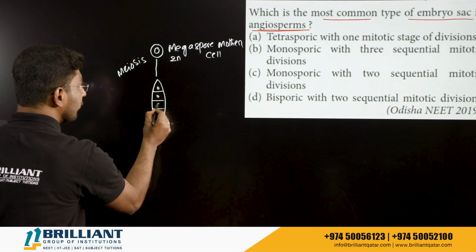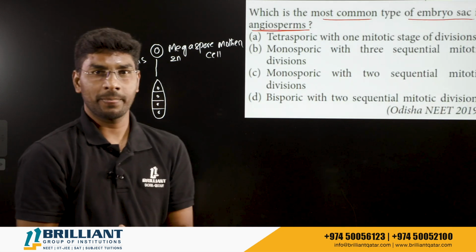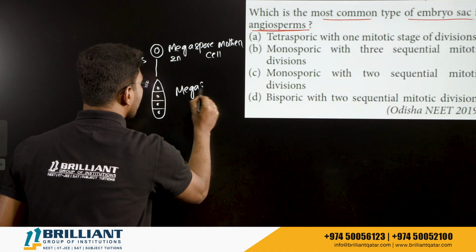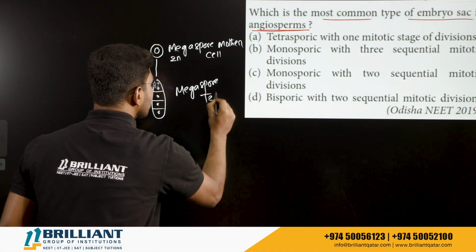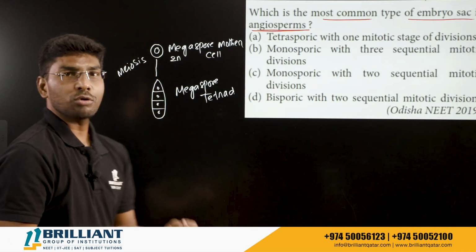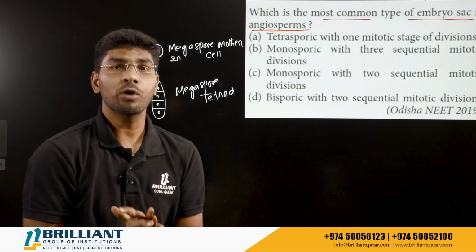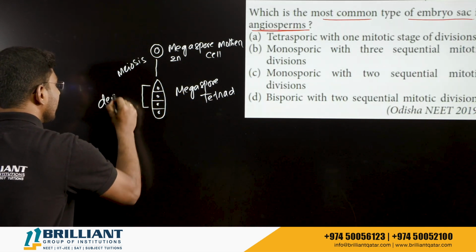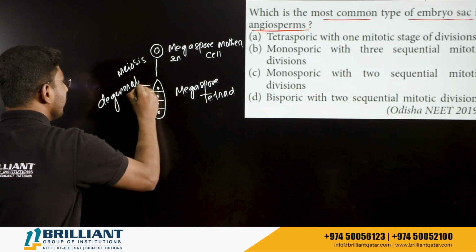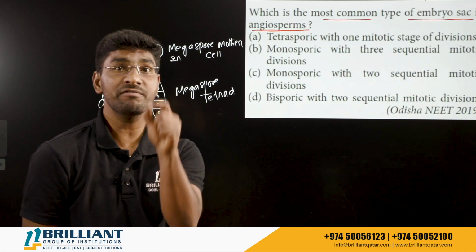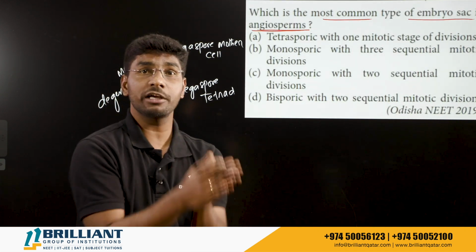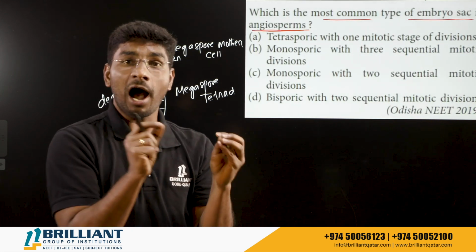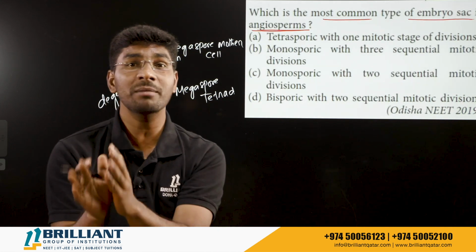How many haploidal cells are forming here? 4 haploidal cells are forming. This is called what? Megaspore tetrad. So I am writing here, this is megaspore tetrad. Megaspore tetrad is always linear, keep in mind. Okay. Now what happened? In this one, first 3 cells are going to degenerate. First 3 cells are going to degenerate. Only one functional cell is going to give a complete embryo sac. So it is monosporic, because out of 4 cells, 1 cell is going to give a complete embryo sac.